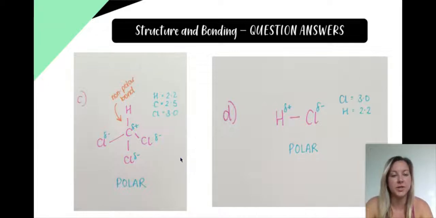D, we have hydrogen and chlorine. Chlorine's electronegativity is 3, hydrogen's is 2.2. So we have a dipole here where the chlorine is delta negative and the hydrogen is delta positive. That means we have a polar molecule because there's a clear positive and a clear negative side.